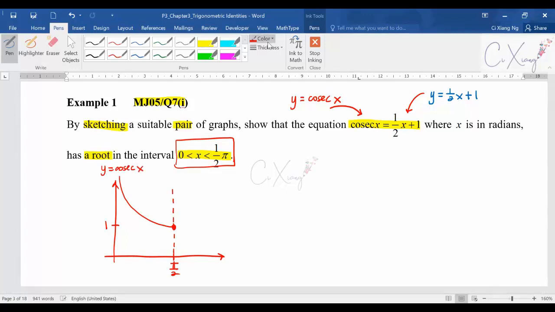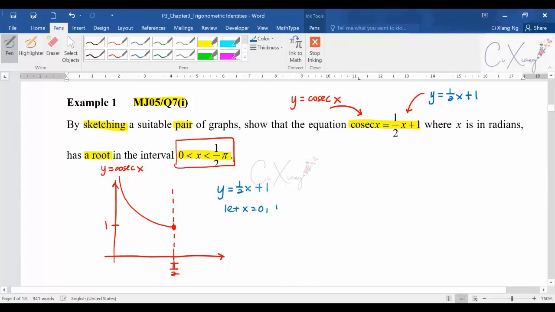And then for y equals half x plus 1, this is a linear graph. What you need to do is let x equal 0, and you'll get y equals 1, right? So x equals 0, y equals 1 means here. Then you can let another value, for example x equals pi over 2, and then you get the value for y if you want. If you don't want, then you just use common sense. This is a linear equation with a positive gradient. Therefore, your graph will go up like this.